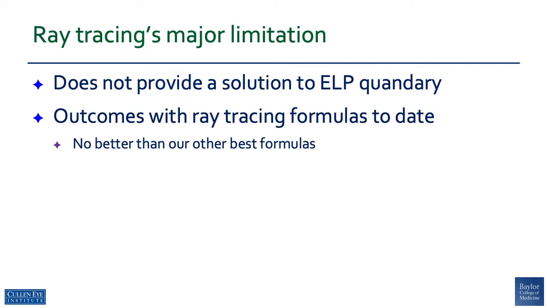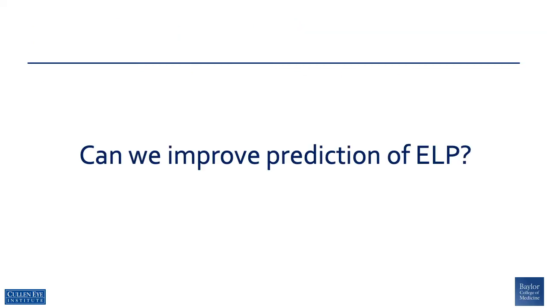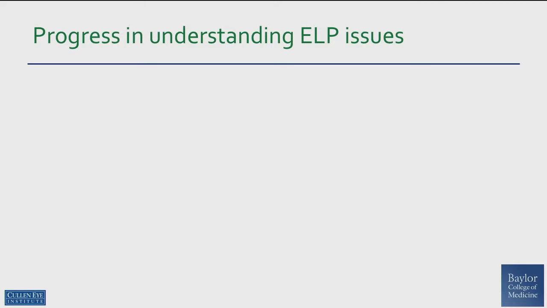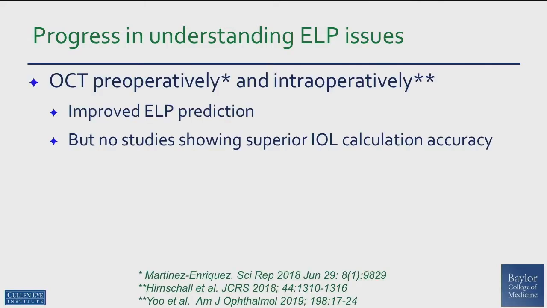But the major limitation of ray tracing is it doesn't provide a unique solution to the ELP quandary. It does no better for us than that. And so the outcomes with ray tracing formulas to date really are not any better than our other formulas. Well, can we improve the prediction of ELP? There's been progress in understanding ELP and predicting it using OCT preoperatively and intraoperatively. But no studies have actually shown more accurate intraocular lens calculations in doing this.